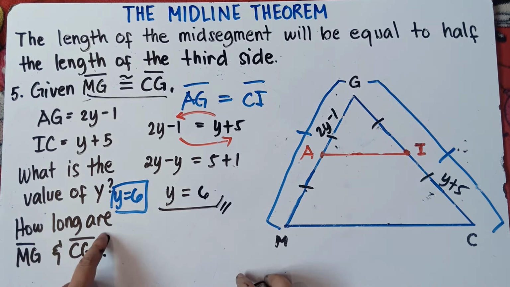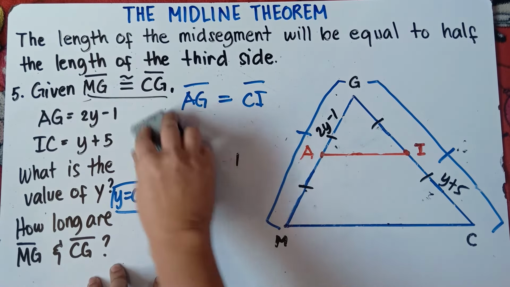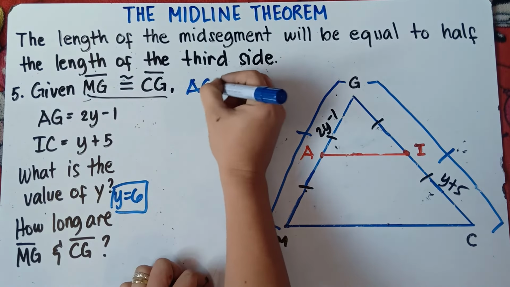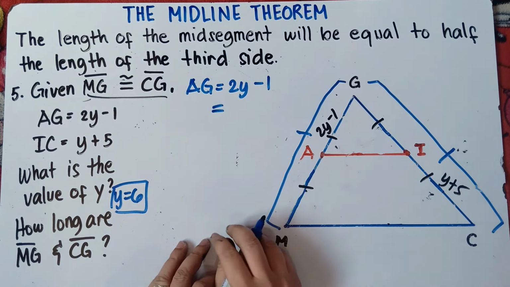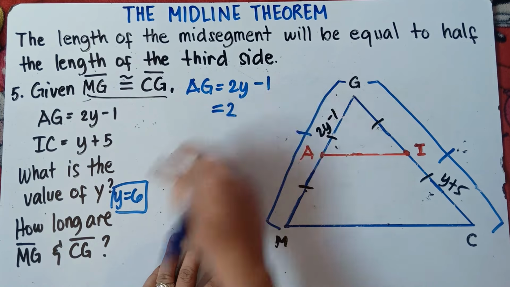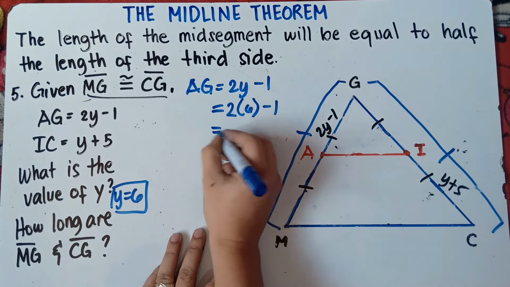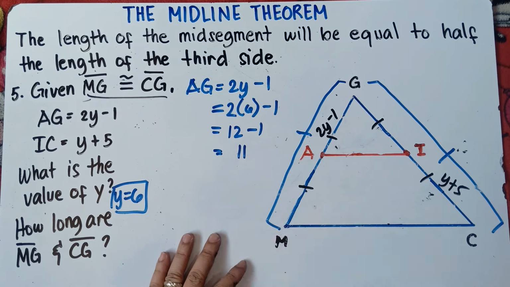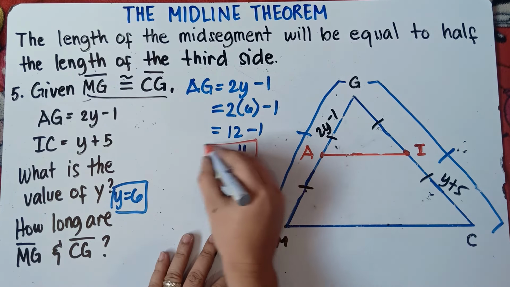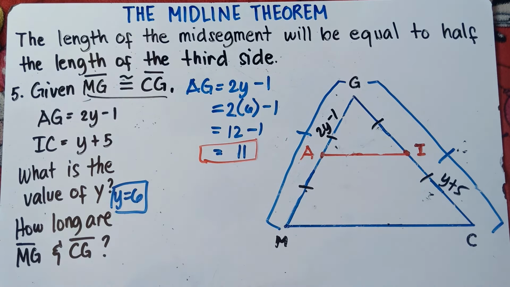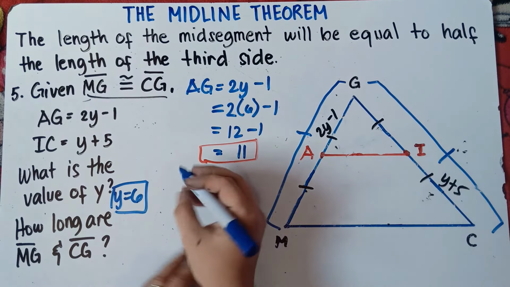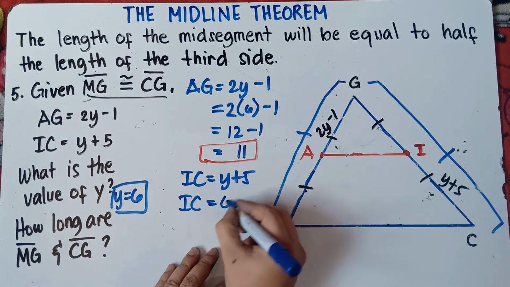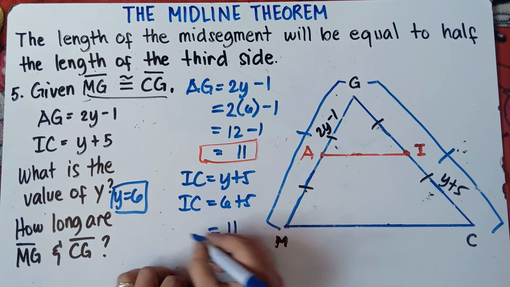Now, next question: how long are MG and CG? Let's find AG first, class. AG equals 2y minus 1, and our y is 6. So 2 times 6 is 12, minus 1, AG is 11. Therefore, IC is also 11, because this side is congruent to this side. Let's check: IC equals y plus 5, so 6 plus 5 is 11. IC is 11.